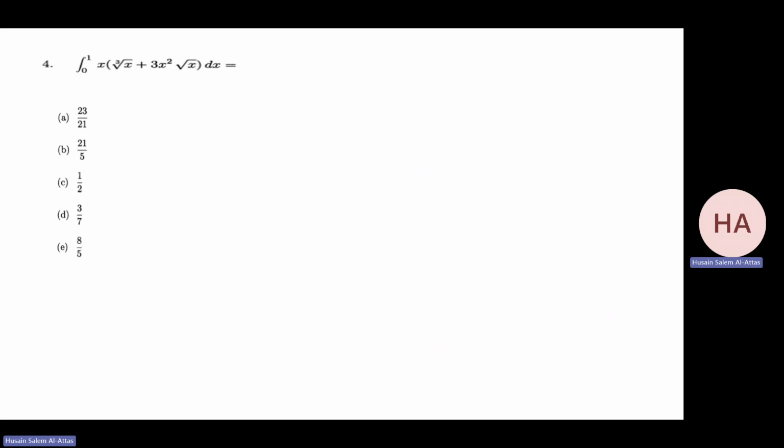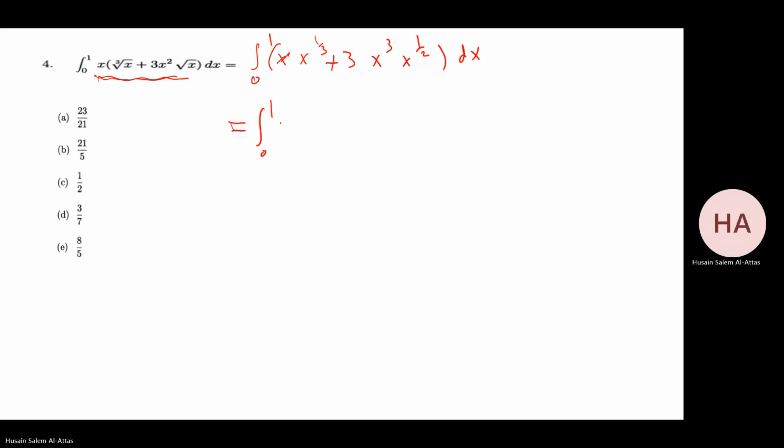It's just a regular integral, but we need to rewrite or simplify something like this one. So we have integral from 0 to 1 of x to the power 1 over 3. Let me do it in steps. Plus 3x cubed x to the power half dx, which is integral from 0 to 1 of x to the power 4 over 3 plus 3 x to the power 7 over 2 dx.